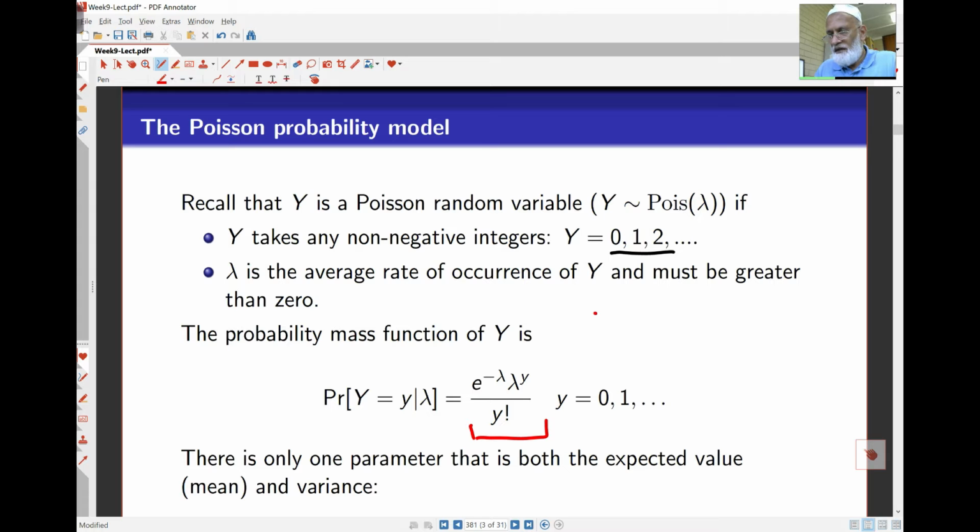And we know from here that the mean of the Poisson, the expected value of y, is equal to lambda, and also the variance of y for the Poisson distribution is also lambda. So the Poisson is just about the only distribution that has a mean and variance that are equal.